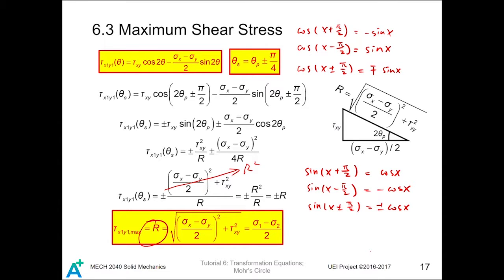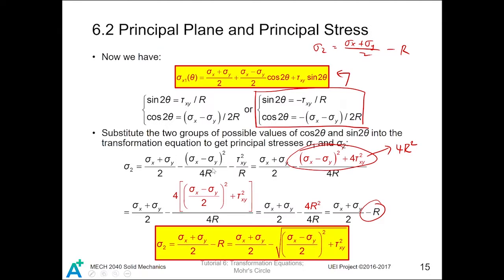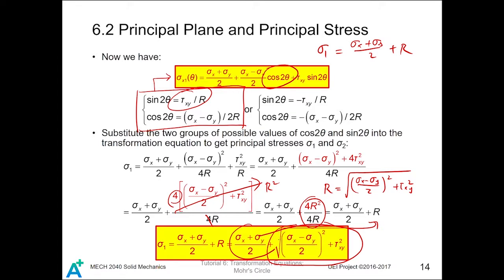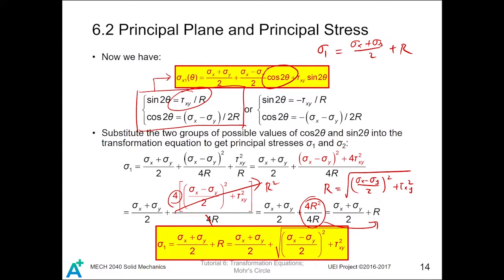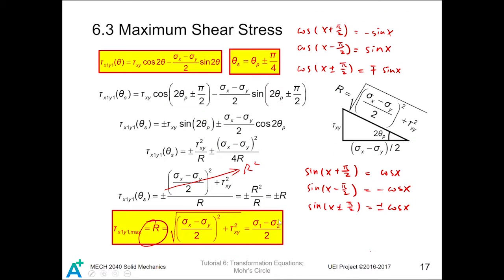However, another important observation is that when you look at sigma 1 and sigma 2, you can find that both of the (sigma x plus sigma y) / 2 terms are the same. Both of them are the same, okay? But the difference is that the R is plus minus. For sigma 2, it is negative. For sigma 1, it is positive. Therefore, we know that sigma 1 minus sigma 2 equals 2R. Then (sigma 1 minus sigma 2) / 2 equals R. So the maximum shear stress equals the difference of the two principal stresses divided by 2.